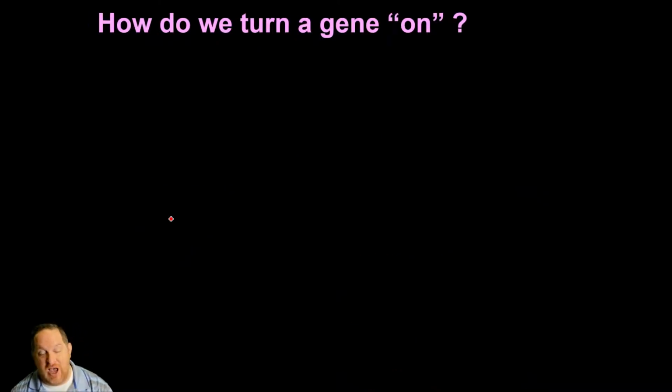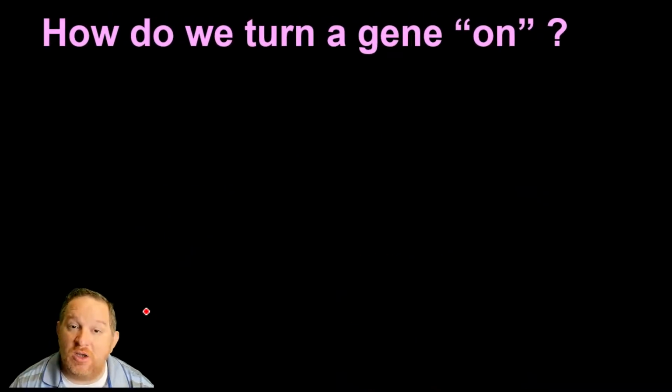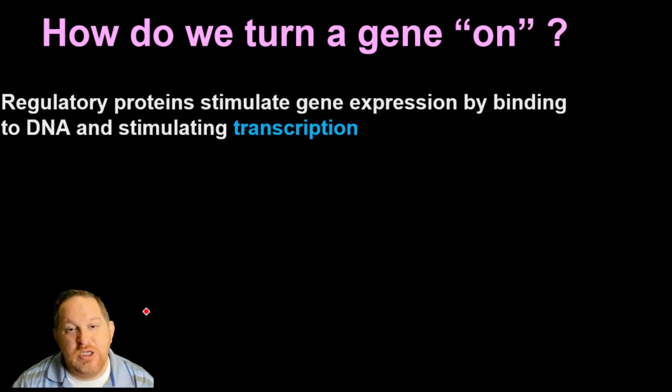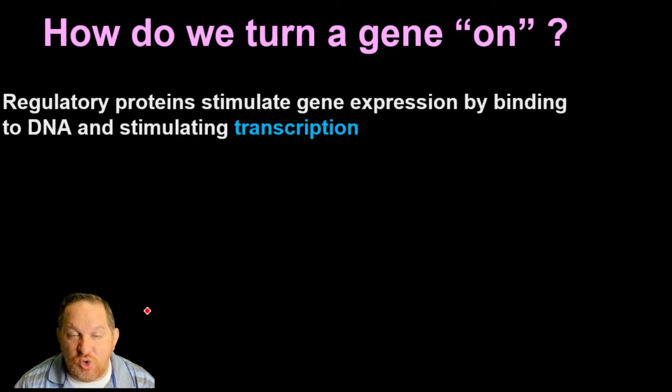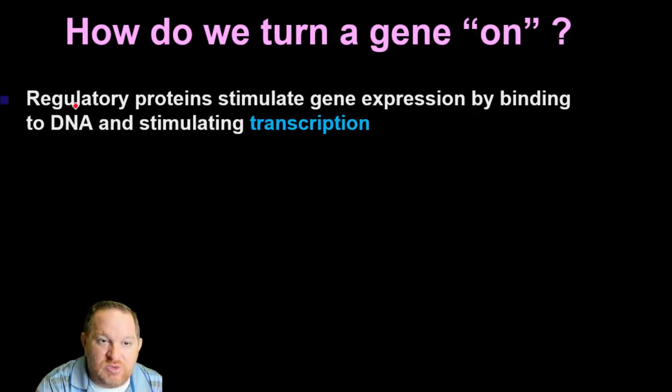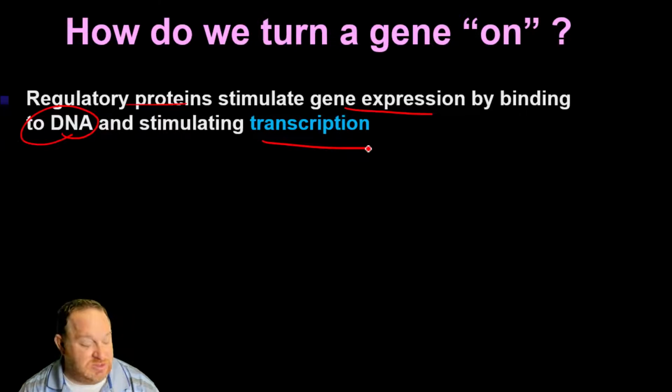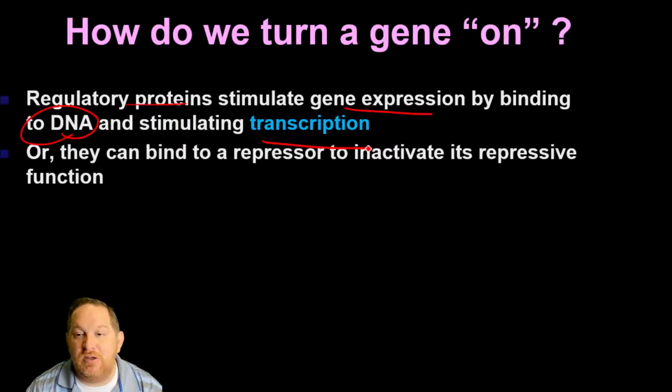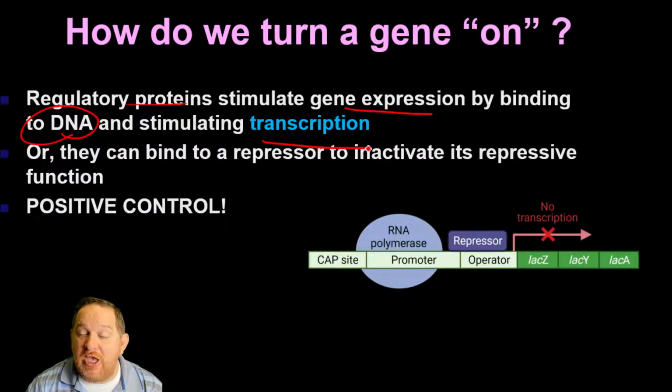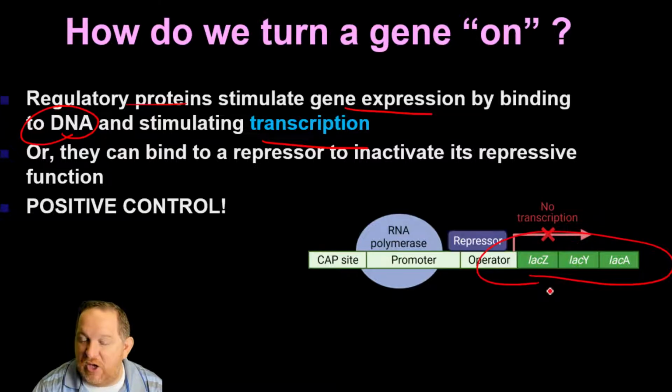So, what's the opposite? How do we turn a gene on? So, regulatory proteins stimulate gene expression by binding to DNA and stimulating transcription. So, let me give you an example. In terms of positive control, you remember the normal situation. In this case, we're going to talk about lactose, how I started the whole video.